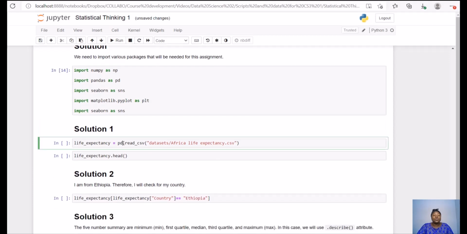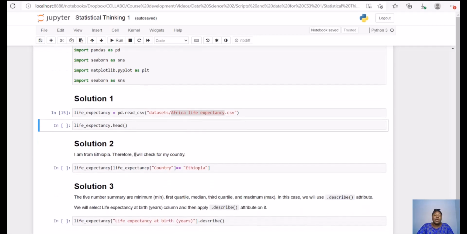The next thing to do is to read in your data set. You import your data set, or you call the data set which we will work with. And don't forget that the title of our data set is African Life Expectancy, and it is in a .csv file. We also name it life expectancy. So we have successfully imported the data set.